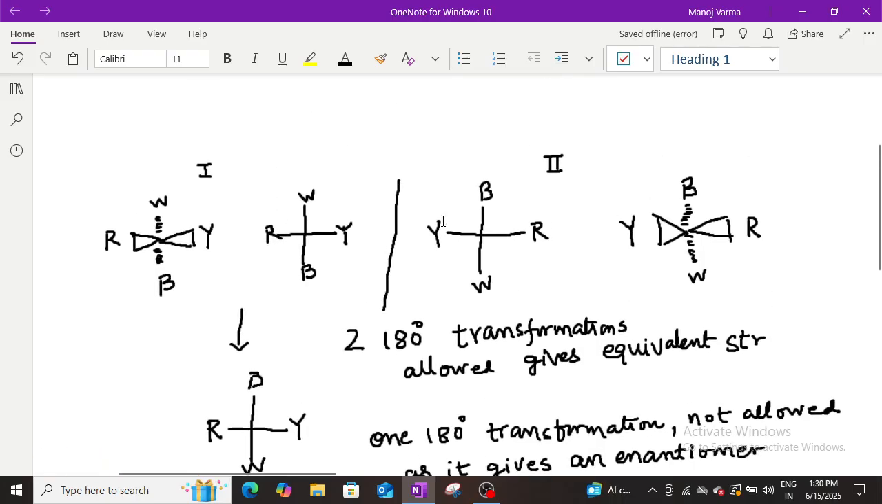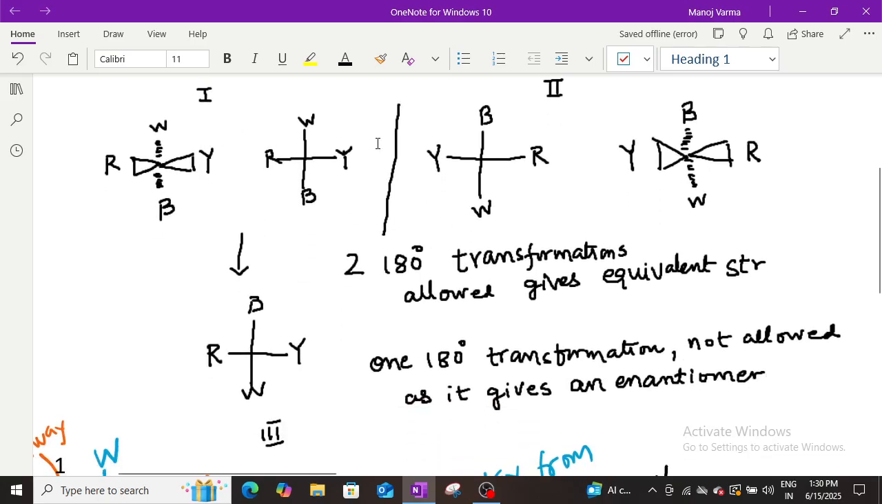Now to explain this point further, if you look at the two structures that I have drawn, 1 and 2, then you will see that here the red and the yellow have been turned by 180 degrees, as you can see. The white and black also have been turned by 180 degrees. So this is what I have done. I have made two 180 degree transformations.